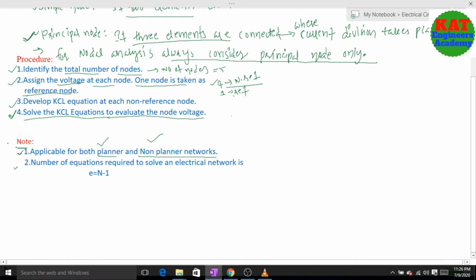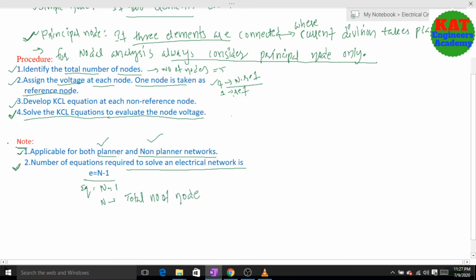Next, for example, in competitive exams they will ask the question: how many equations are required to solve an electrical network in nodal analysis? How many equations will you get whenever you apply nodal analysis? That number of equations is equal to n minus 1, where n is the total number of nodes.